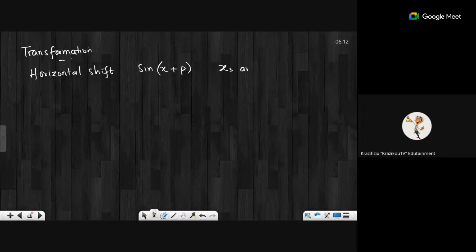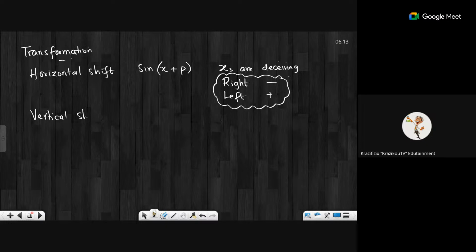X's are deceiving. If it's left, which is against, once it is an X, it's going to deceive you. Okay. Vertical shift is outside the bracket, right? This is your vertical shift plus Q. Okay, let me write this.